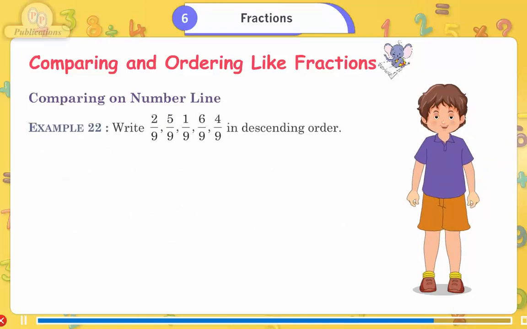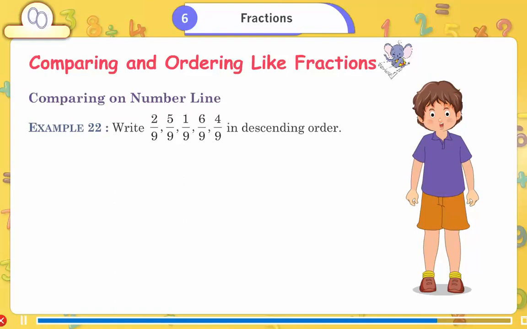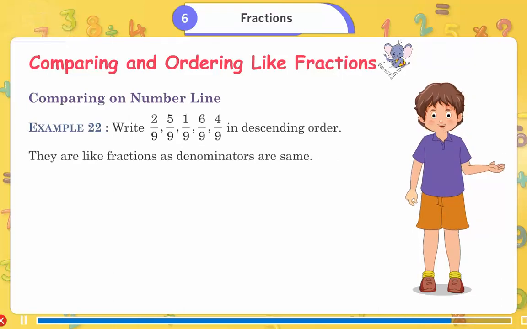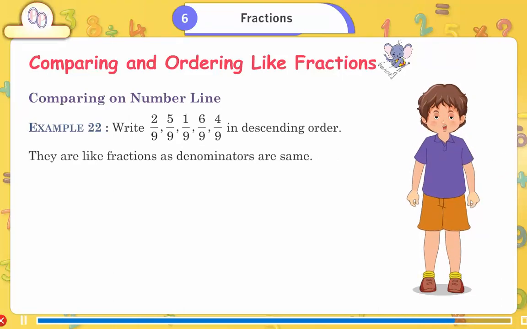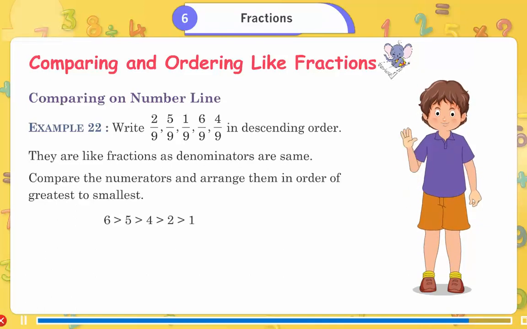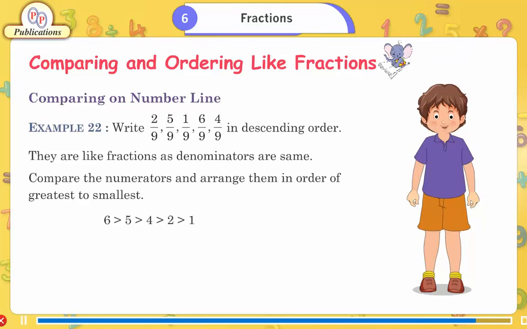Example 22. Write 2 upon 9, 5 upon 9, 1 upon 9, 6 upon 9, 4 upon 9 in descending order. They are like fractions as denominators are same. Compare the numerators and arrange them in order of greatest to smallest. 6 is greater than 5. 5 is greater than 4. 4 is greater than 2. 2 is greater than 1.